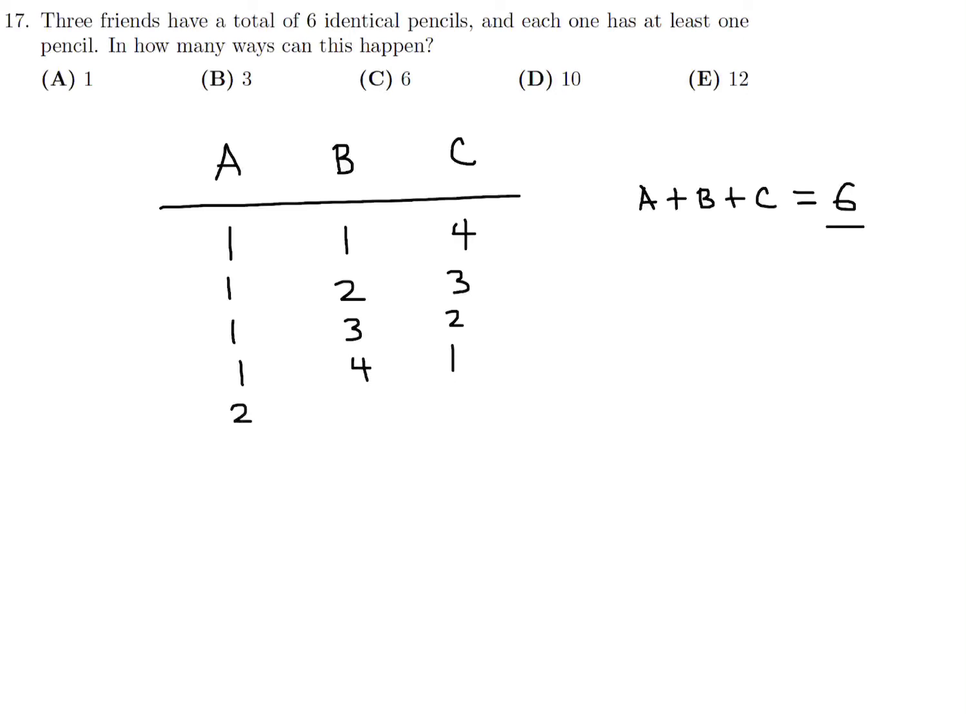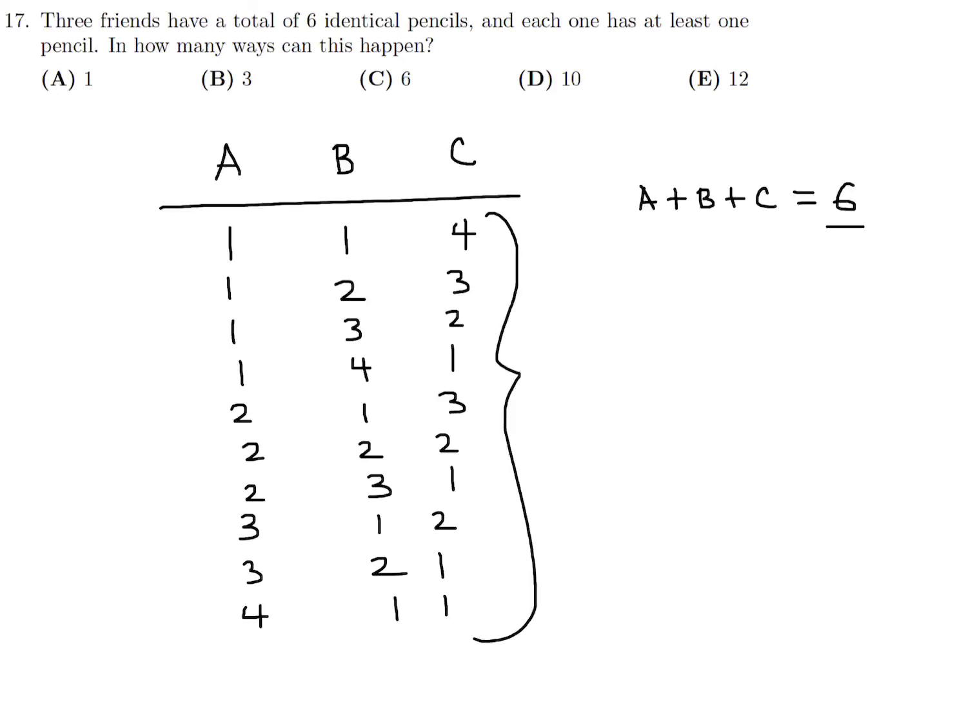So now let's try A equal to 2. This would give me these scenarios: 2, 2, 2, and 2, 3, 1. And now we get to A equals 3: 3, 1, 2 and 3, 2, 1. And finally A equals 4: 4, 1, 1. So that's it. These are the possibilities. And how many do we have? 1, 2, 3, 4, 5, 6, 7, 8, 9, 10. So 10 ways that this can happen. So 17. The answer is D.